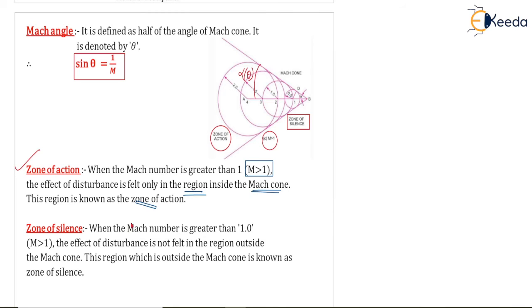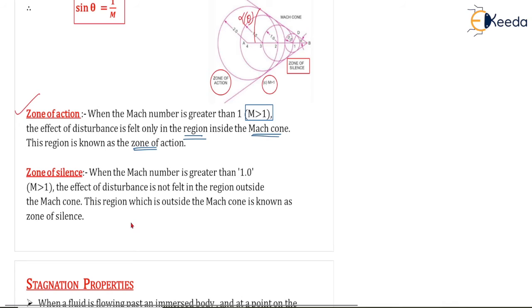What about the zone of silence? When the Mach number is greater than 1, that is your supersonic flow, the effect of disturbance is not felt in the region outside the Mach cone. Correct? So you are standing, this whole zone is called outside the Mach cone. This region outside the Mach cone is known as the zone of silence. No sound you will be able to hear, and that is called the zone of silence.